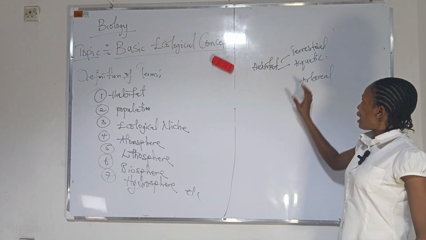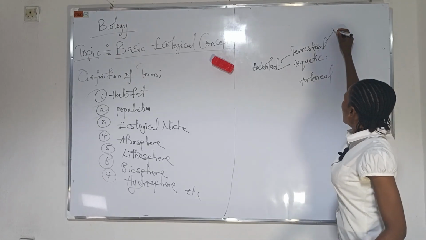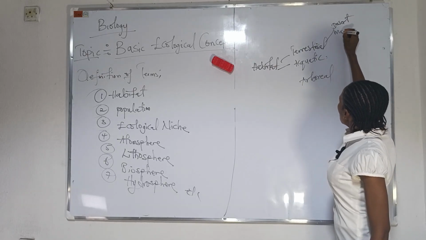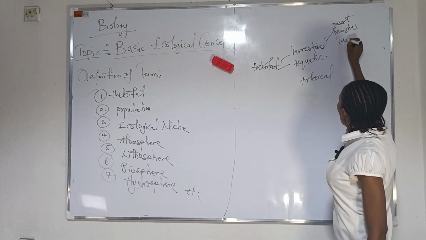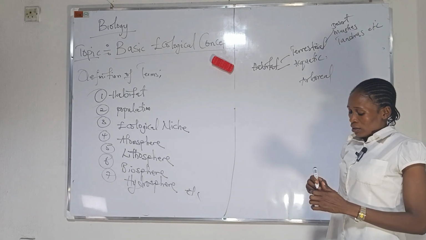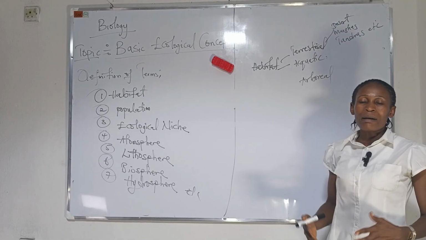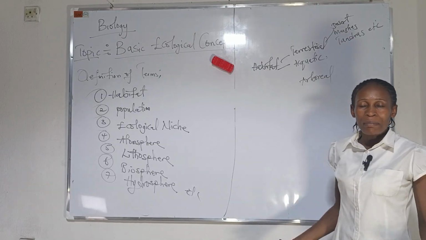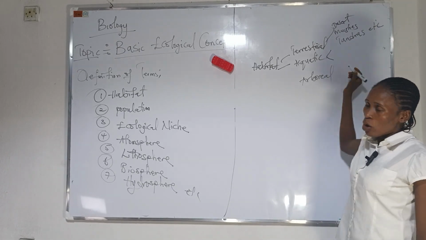Land. Sometimes we can as well classify these terrestrial habitats as this. Here, desert comes in. We have marshes. We have tundras, etc. That is land. While aquatic, we are referring to water bodies. Water. When you hear aquatic, you should know we are talking about what? Water.